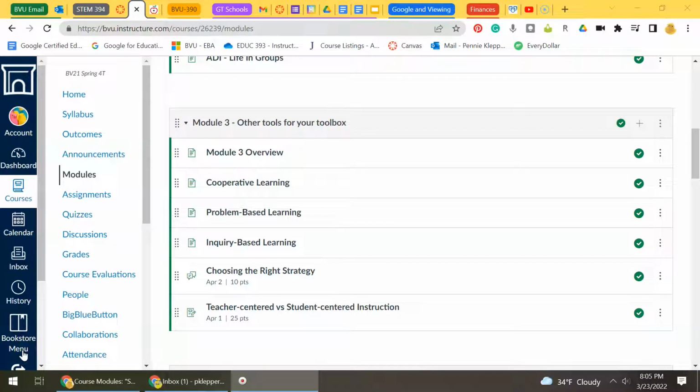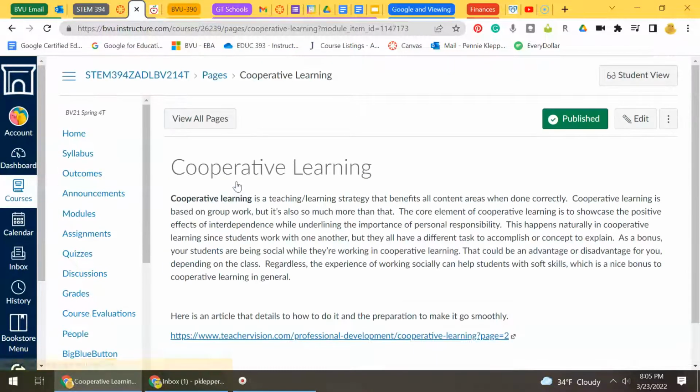This is to explain to you the assignments in Module 3. If you want to go ahead and read the Module 3 overview on your own, that would be great. I'll go ahead and explain the rest of these assignments to you. So let's take it first to look at cooperative learning.